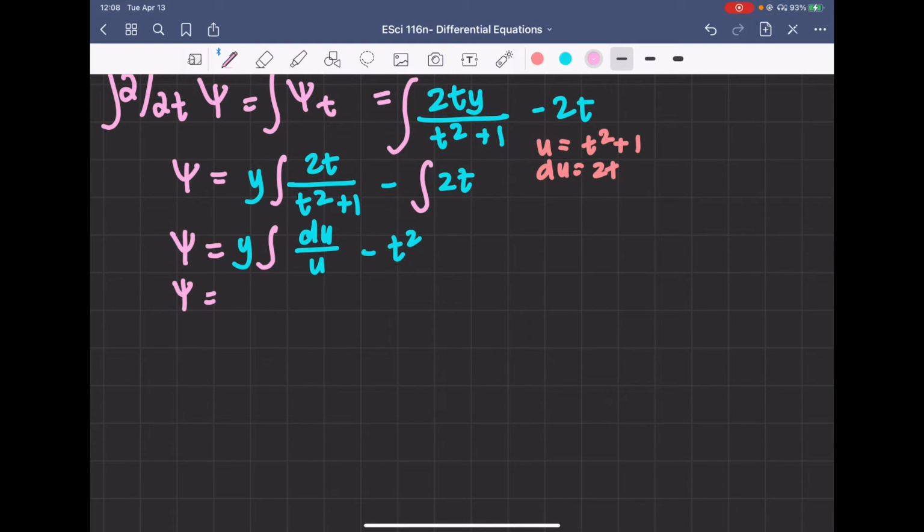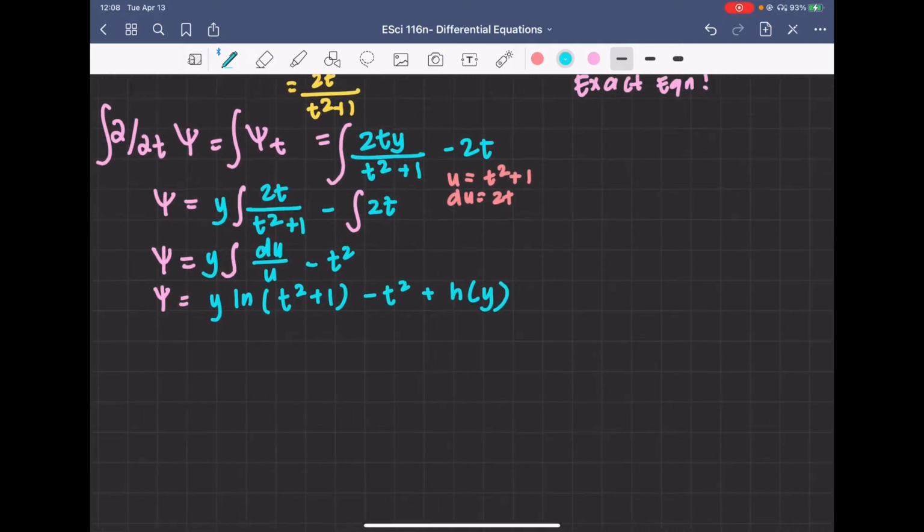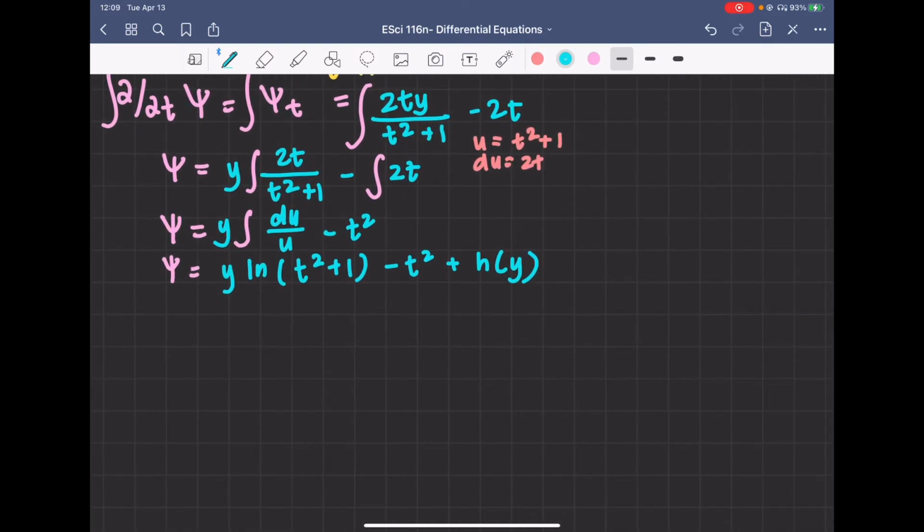So our psi is y ln(t squared plus 1) minus t squared plus h of y. Don't forget our h of y. Now next, to get our value for h of y, we need to partially derive this with respect to y.